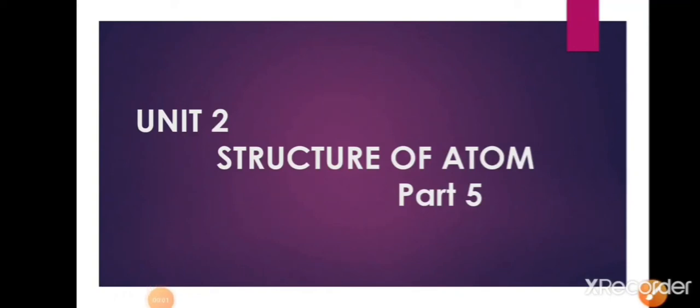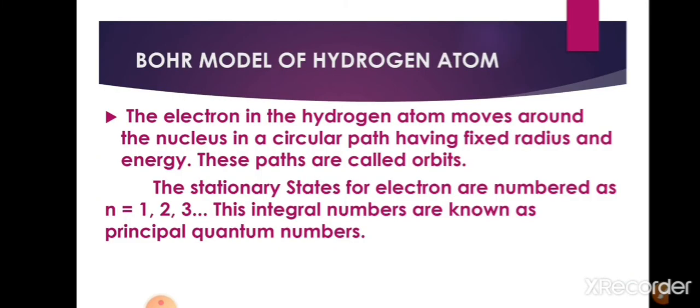Hello children, today in this part of our unit 2, that is structure of atom, we are going to study about Bohr's model of hydrogen atom and its limitations, and also we are going to explain the hydrogen spectrum, the spectrum of hydrogen atom using Bohr theory. Firstly, we will learn about Bohr model of hydrogen atom.